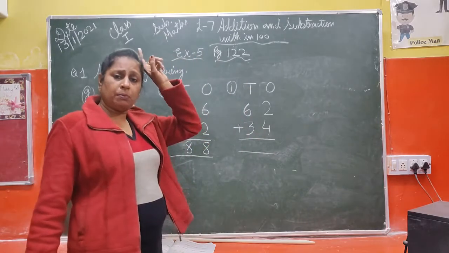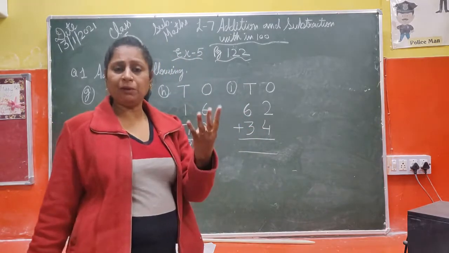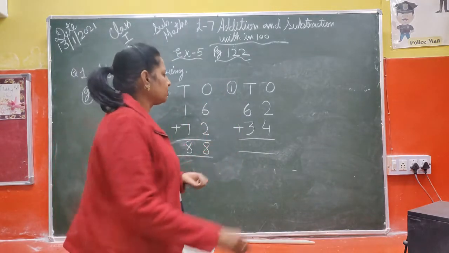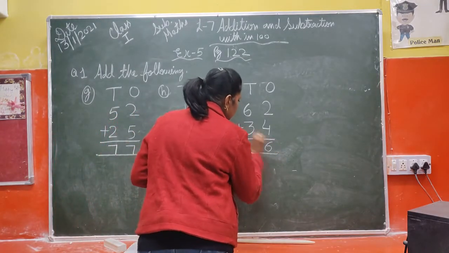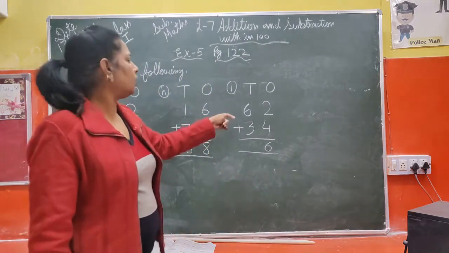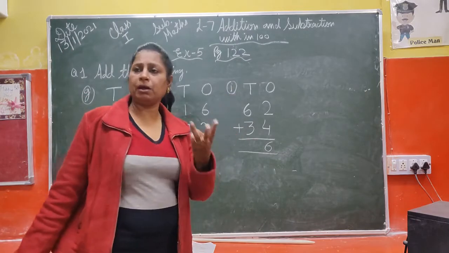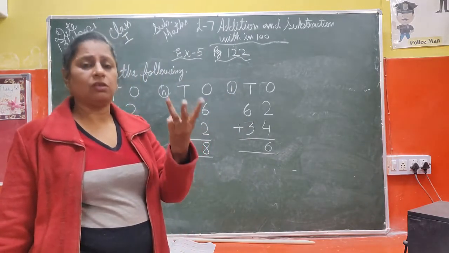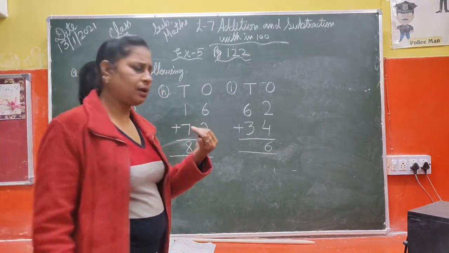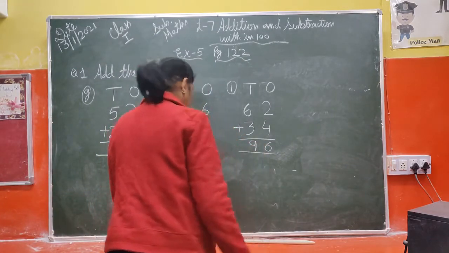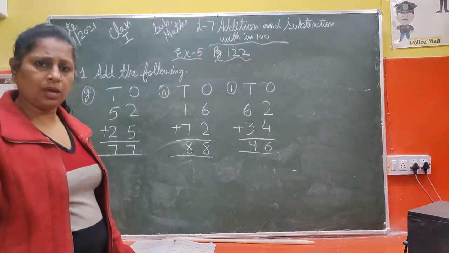So 2 in my mind and 4 in my finger. After 2, 3, 4, 5, 6. So right answer is 6. Okay. Now 6 and 3. 6 in my mind and 3 in my finger. After 6, 7, 8, 9. So answer is 9, 6, 96. Okay?